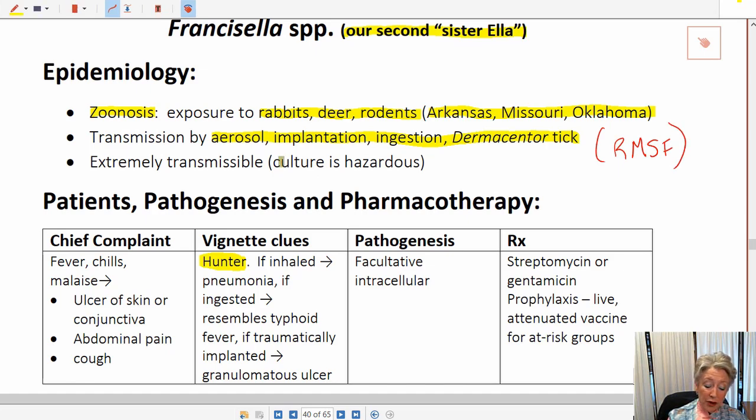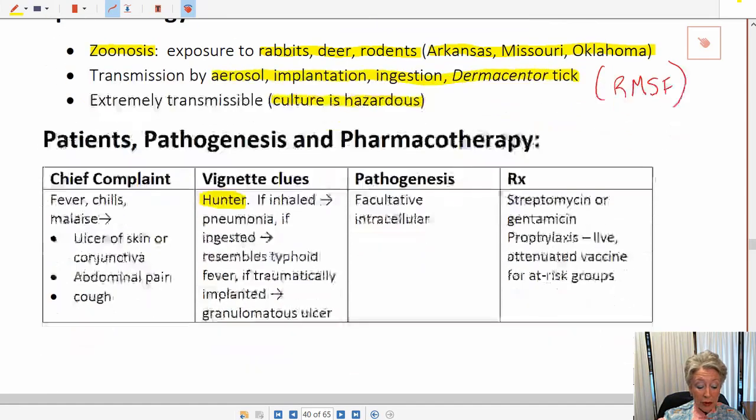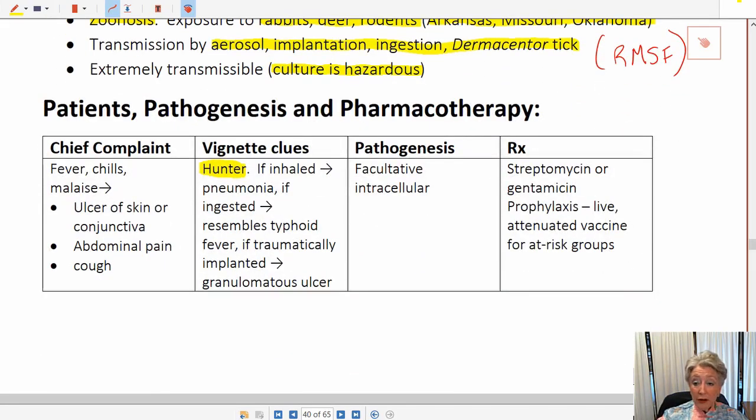Notice the comment that culture is hazardous, which should imply to you that we have a fairly good number of laboratory-acquired conditions if people are not aware of what they're trying to culture and do not take precautions in the laboratory. Now, the chief complaint depends upon how you introduce this into the body, but generally fever, chills, malaise.